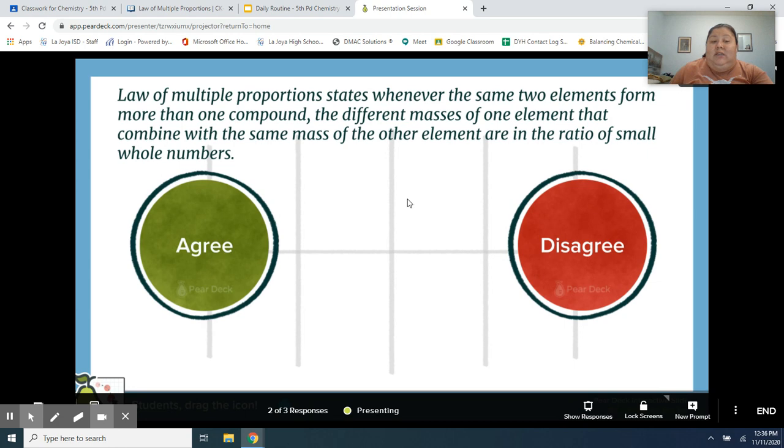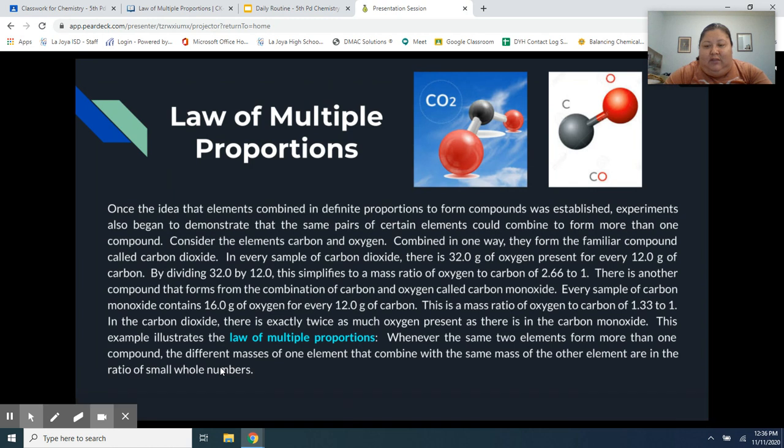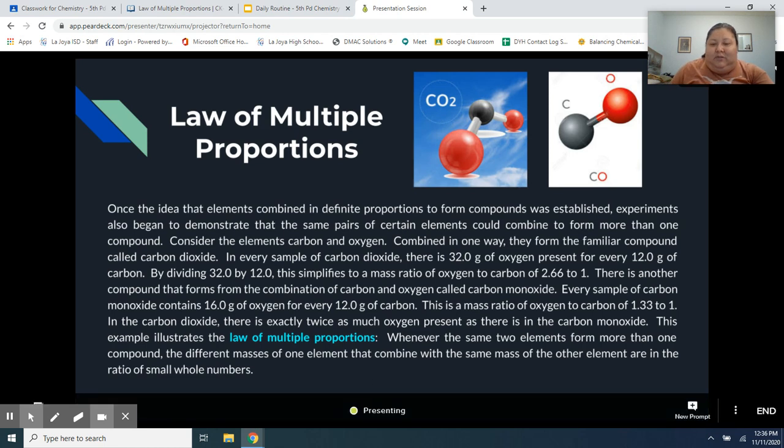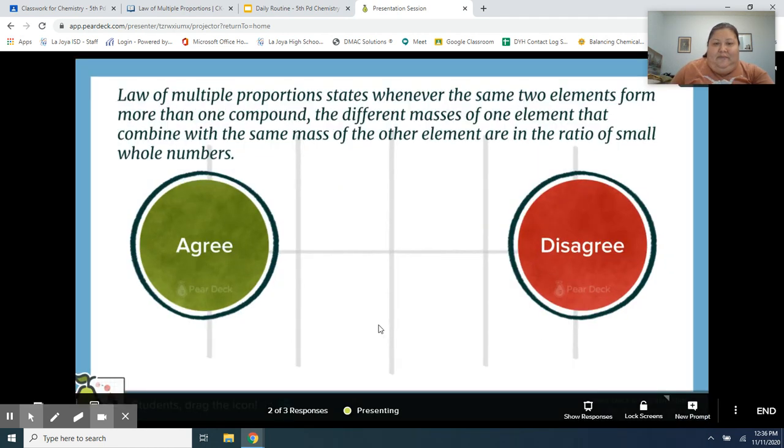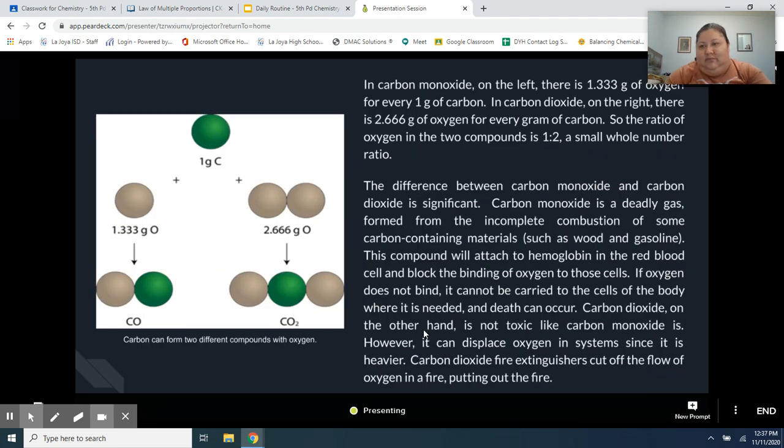Okay. Let's go back 2 slides. Whenever the same two elements form more than one compound, the different mass of one element that combines with the same mass of the other element are in ratios of small whole numbers. Yes, that is a correct statement, and I would agree. That is 100% right. Excellent job, Irvin, Alexia, Mario, and whoever this person was that chose agree. Good job. Excellent.